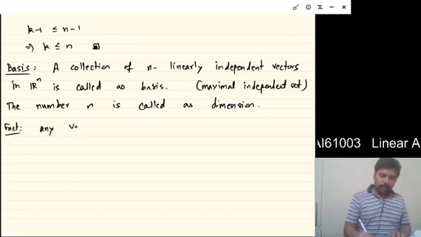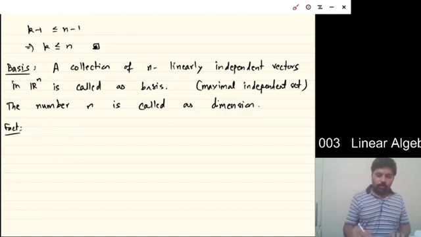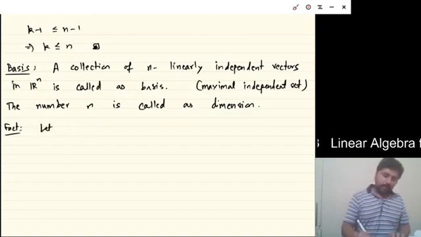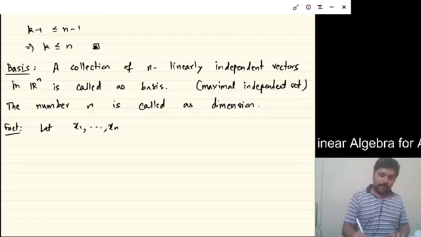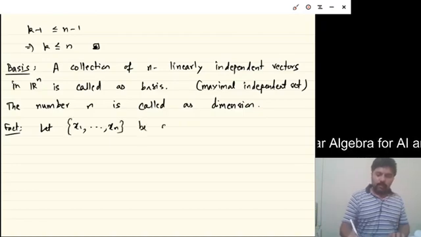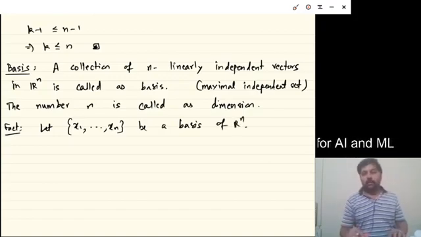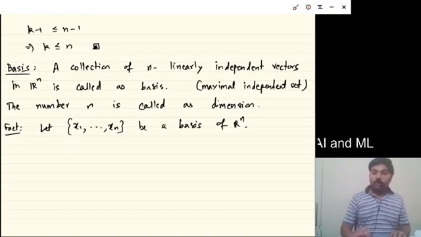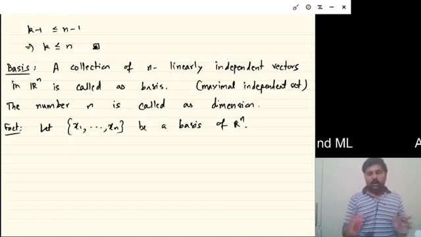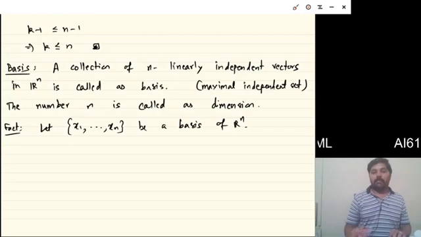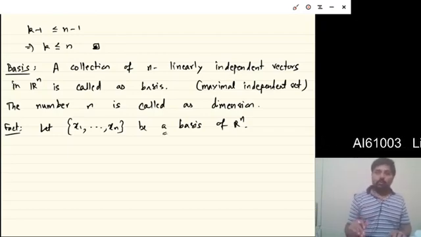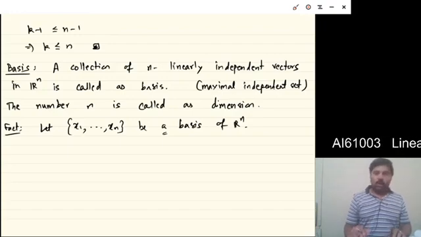So for any vector, I will say let x_1 up to x_n be a basis of R^n. This is a collection of linearly independent vectors in R^n. Because that collection has n entries, it will be a basis of R^n. I am specifically using the words a basis of R^n because there can be more than one basis. So let this be a basis of R^n.